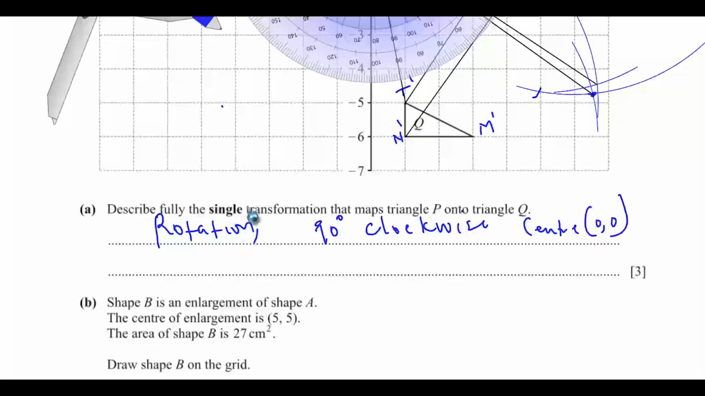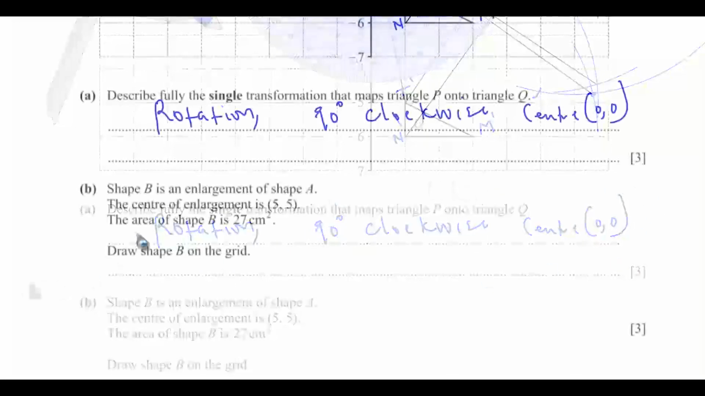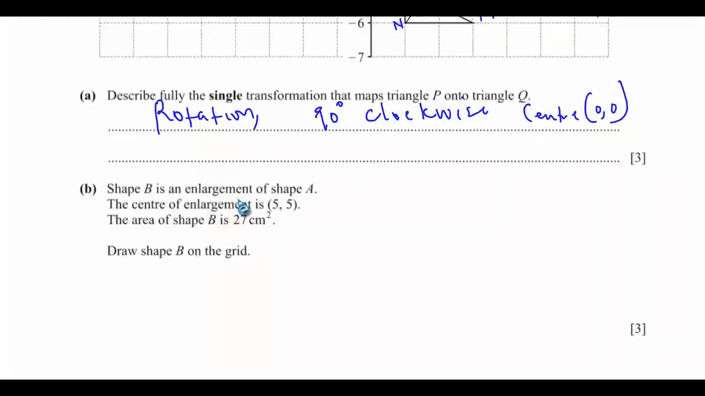So 1 mark for each of these 3. Okay, that's 3 marks altogether. Part B: shape B is an enlargement of shape A. The center of enlargement is 5,5, that is x equals to 5 and y equals to 5. The area of shape B is 27 centimeters squared. So I can say area of shape B is equal to 27 centimeters squared.